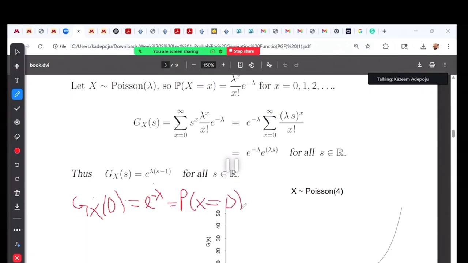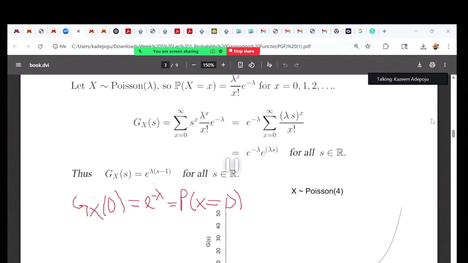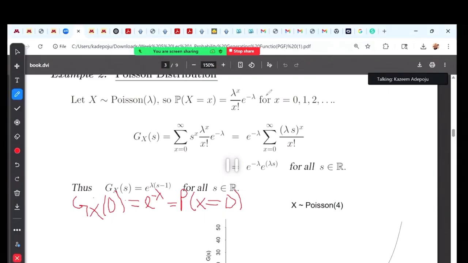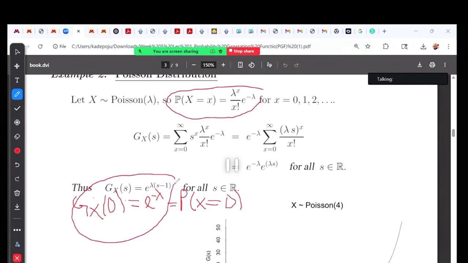Do you want to confirm? I'm going to confirm right now. Take a look at this. If this is Poisson, plug in s to be 0. What do you have? Lambda raised to power 0 is 1. Is 0 factorial 1? What do you have? Exponential raised to power minus lambda, which is what we get here. That is the probability of s equal to 0. You can see that now?